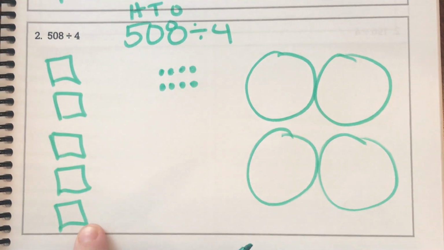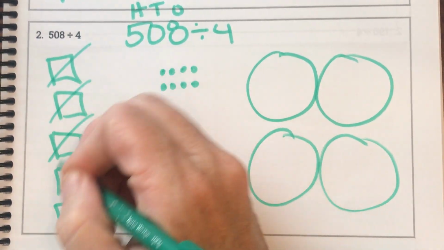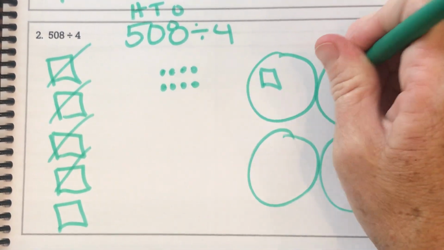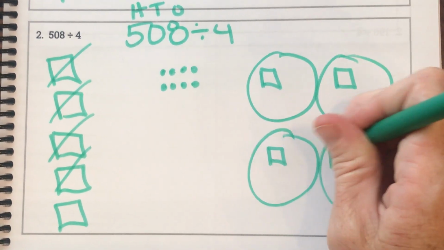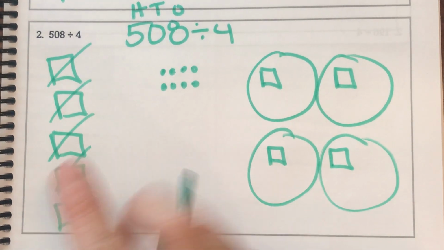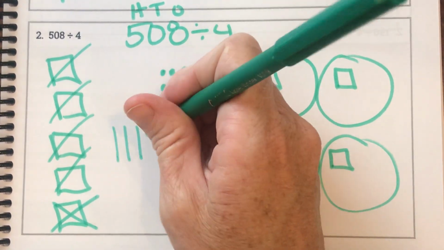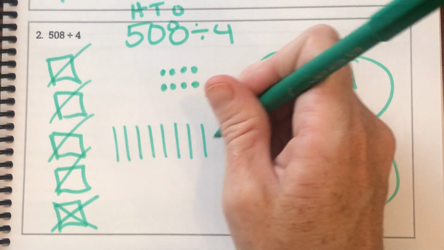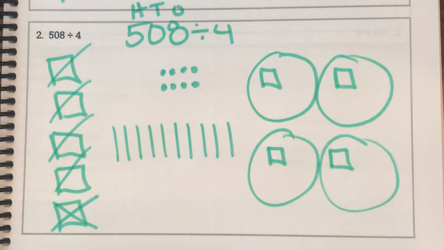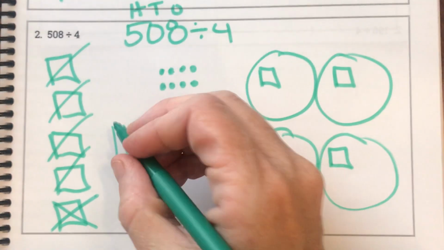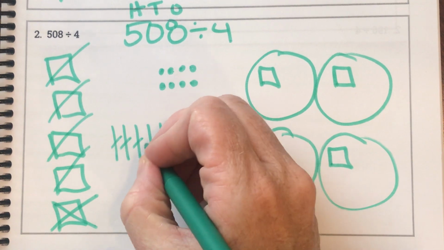Do we have enough hundreds? Yep, 1, 2, 3, 4. So let's put those in. This one we can't use, so let's unbundle it. 100 is worth 1, 2, 3, 4, 5, 6, 7, 8, 9, 10. 10 rods. So let's pass these out. 1, 2, 3, 4.